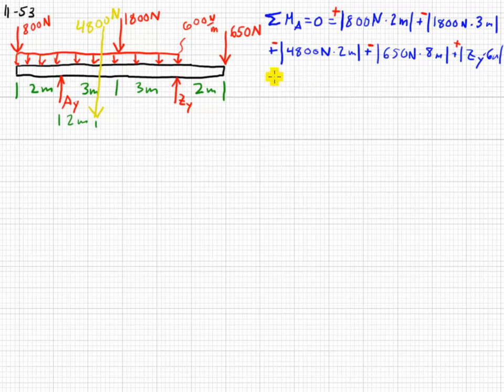When all is said and done, we solve for ZY. In fact, I'll go with 0 equals negative 18,600 Newton meters plus ZY times 6 meters. So solving for ZY, we get 3,100 newtons.